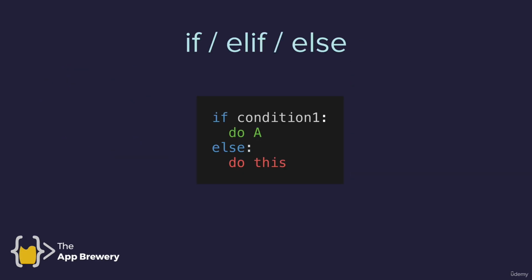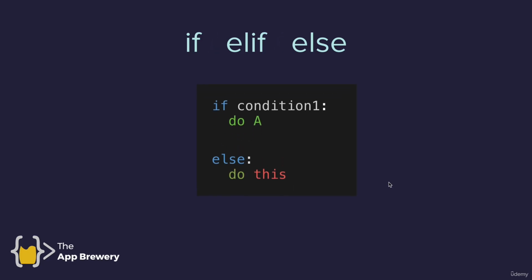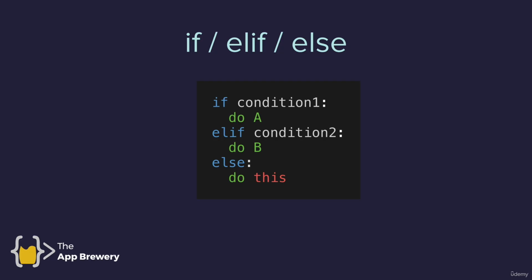Well, we could use something called the elif. Instead of having a simple if-else statement where there's only one condition, if it's true, do this, otherwise do that, you can add as many elif conditions as you want. So we can check for condition 1. If that's true, then do A. But if that's not true, then we can continue and check for condition 2. If condition 2 is true, well then we can do B. And finally, if none of those conditions were true, we can do this final thing.